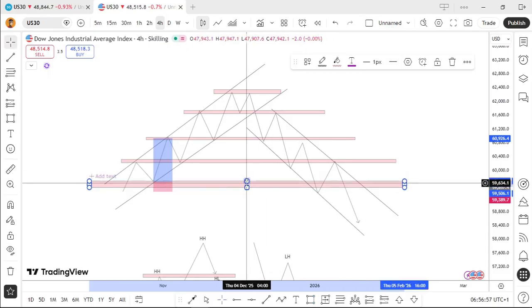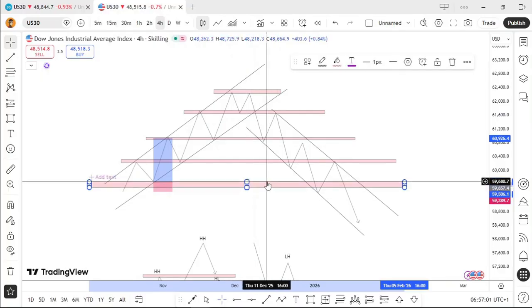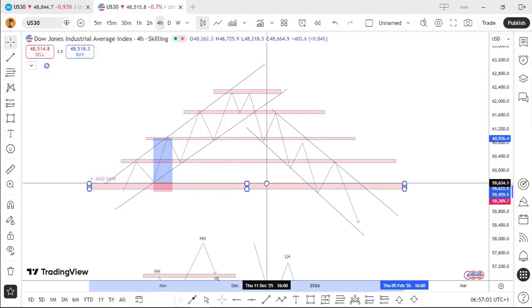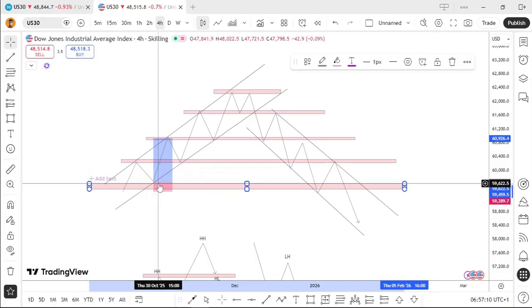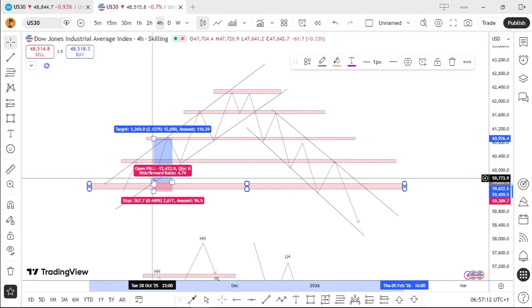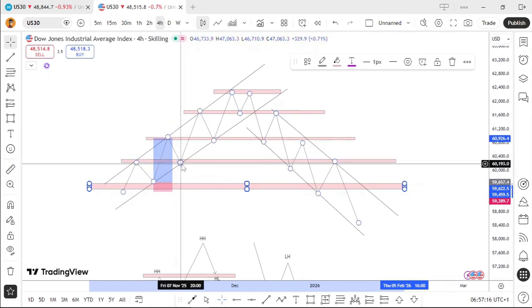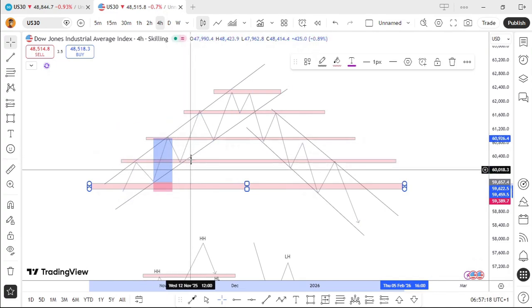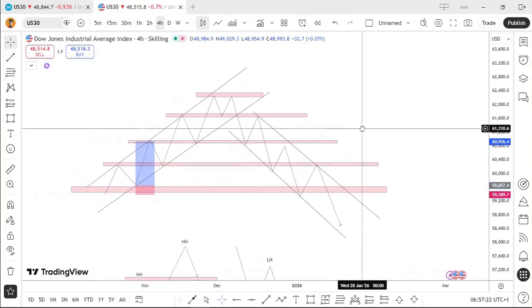So you see, those places that the market is turning, those are your support and resistance areas. The market is moving by creating higher highs and higher lows, and those are your support and resistance. Those places the market is turning are your support and resistance areas.